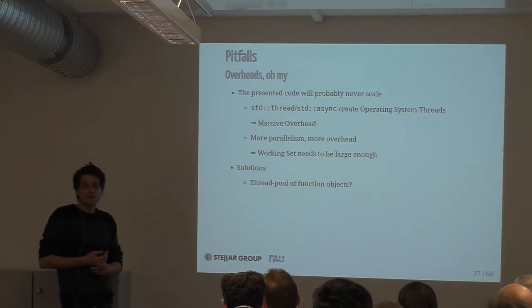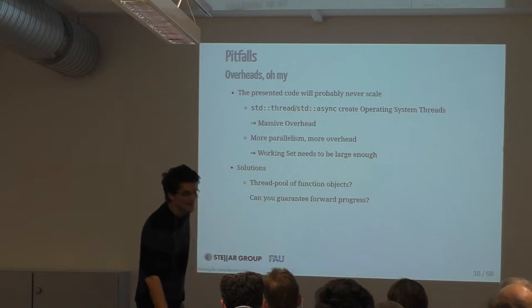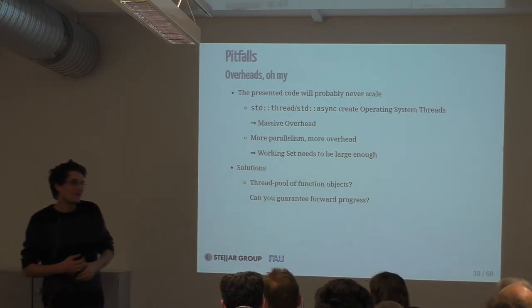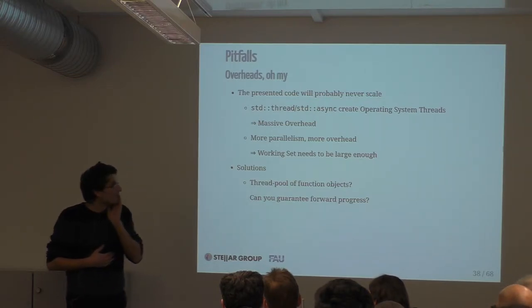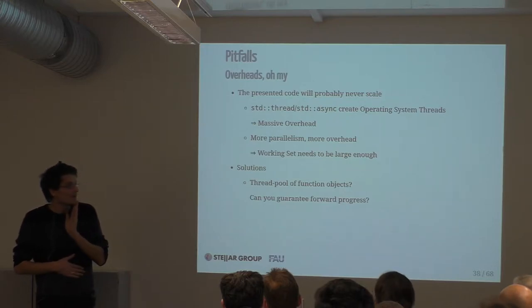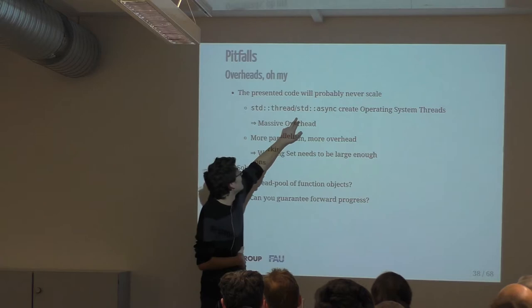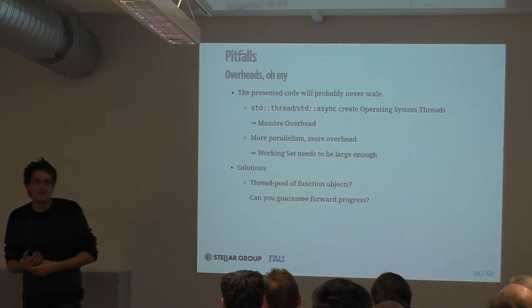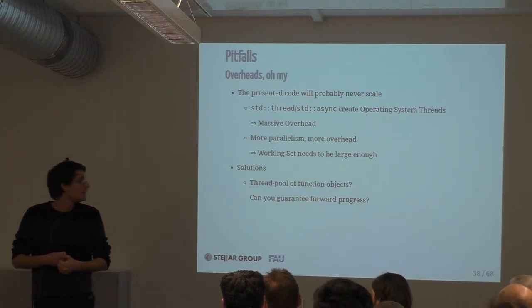But what happens if one of your tasks actually blocks in such a system? Can you guarantee forward progress, right? I don't think so. So funny story, Microsoft actually implemented their std::async in one of the early versions with a thread pool with a thread limit of 256, right? If you had more, it had longer.